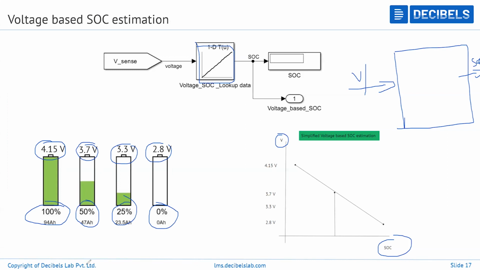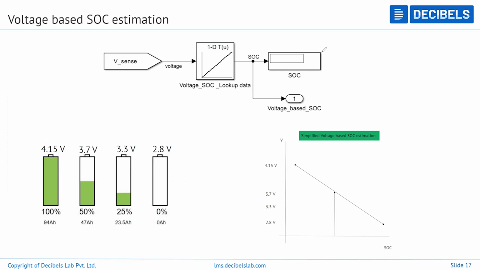So this works when there are static discharge and charge conditions. When it is dynamic, it doesn't give very accurate data. And when you apply a heavy load, there is a lot of voltage drop. So you have to consider a correction factor when you are trying to implement the voltage based approach.